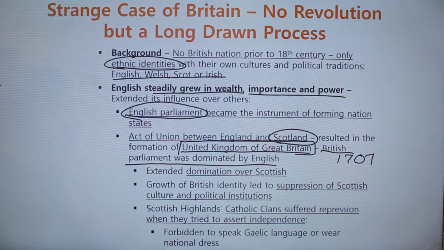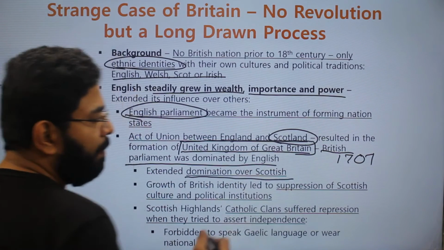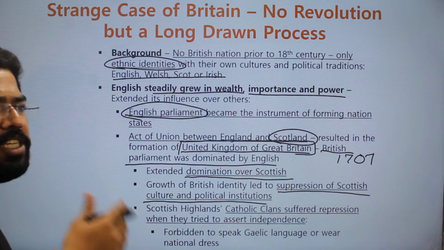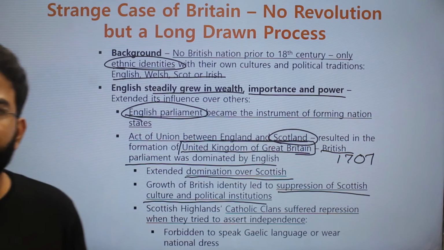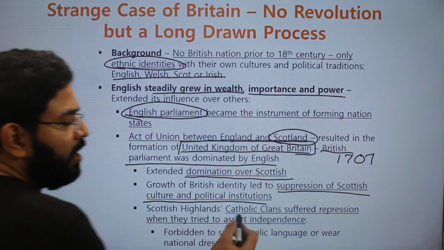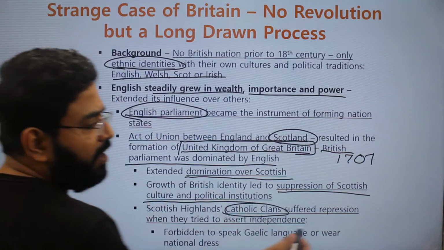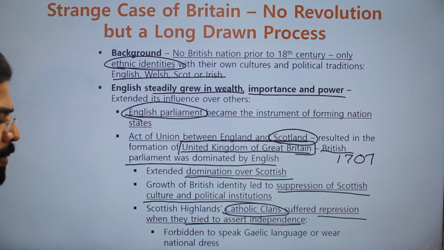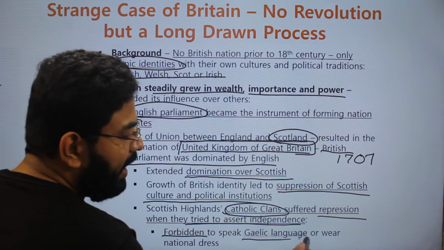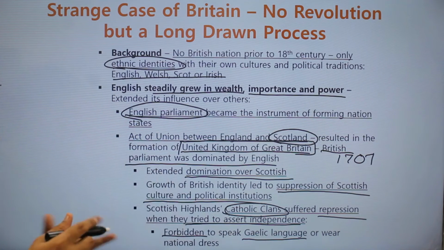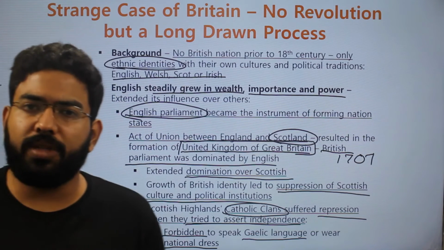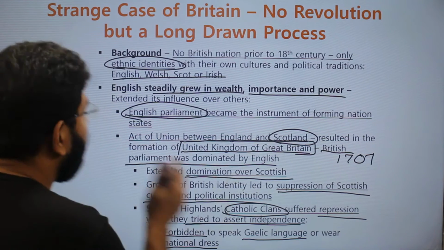So here the Scottish were ignored, the domination over the Scottish was complete, there was suppression of Scottish sentiments, Scottish culture, political institutions. So anything related to Scottish nationalism was suppressed. So you could see that the Catholic clans of Scotland were repressed. Anything they wanted to show their independence was suppressed. So they were forbidden to speak the Gaelic language of Scotland, and the national dress of Scotland also was ignored. So these were some of the things that were done to ensure that Scotland submits to the United Kingdom of Great Britain.